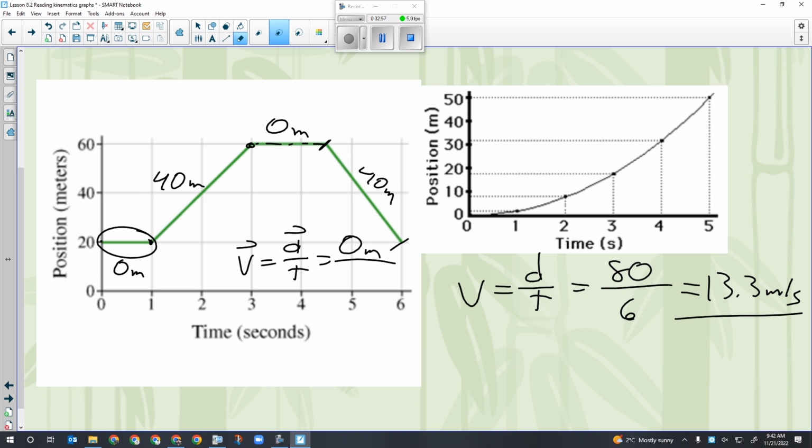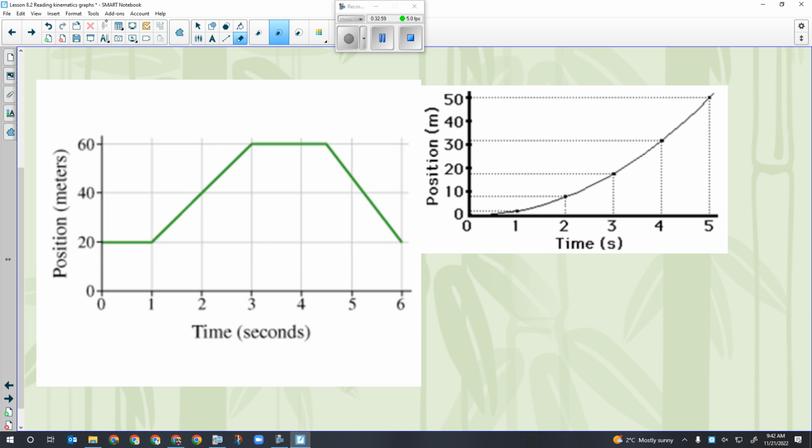All right, now our other graph here. This graph shows an object whose speed is changing. Okay? In other words, this object is accelerating. In this graph, when the object was traveling at a constant speed, the line went up and over the same amount every second. So that meant it was changing its position by the same amount. In this graph, that's not happening.